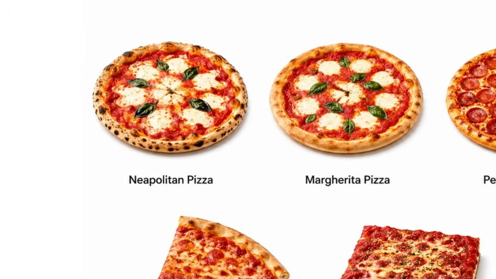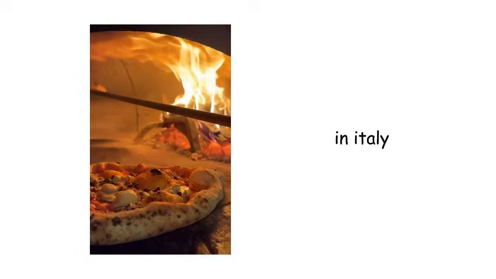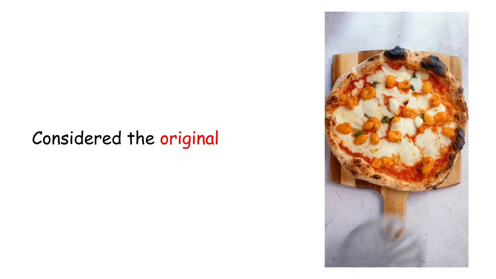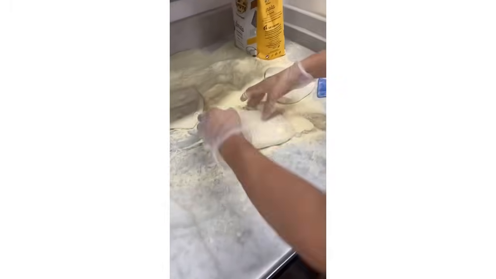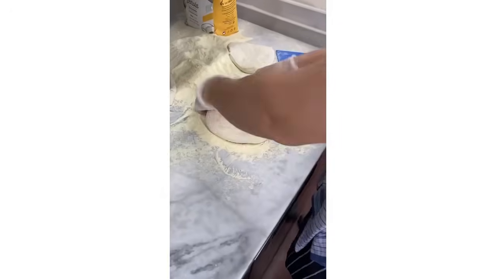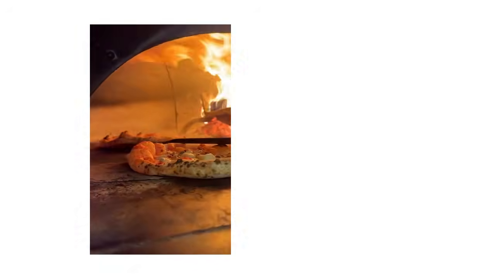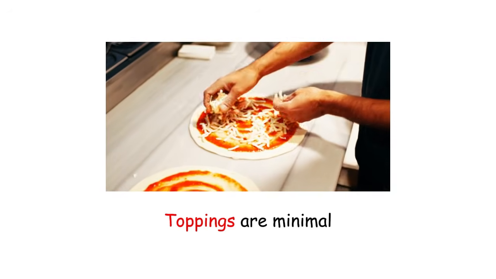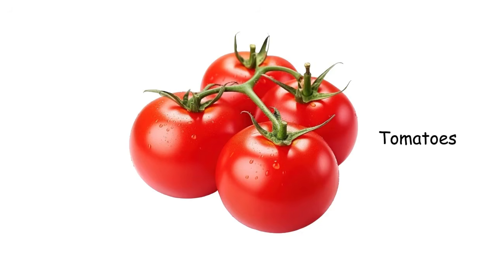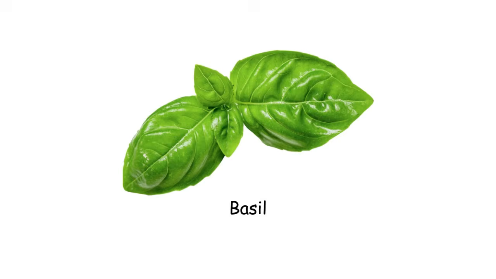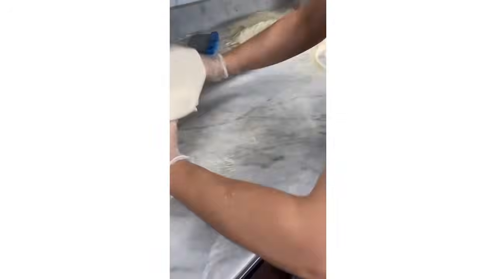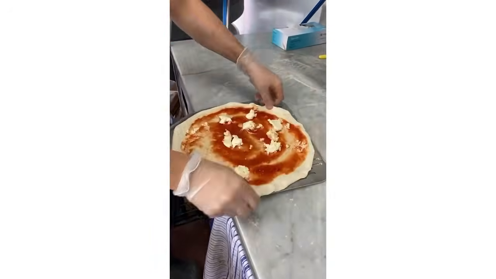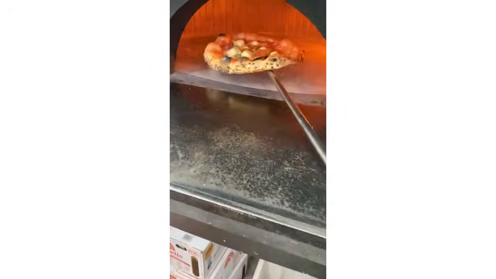Neapolitan pizza. Originating from Naples in Italy, this is often considered the original form of pizza. It features a soft, thin crust with slightly charred edges from high-temperature wood-fired ovens. The toppings are minimal, usually including tomatoes, fresh mozzarella, basil, and olive oil. Its simplicity highlights the quality of each ingredient and reflects traditional Italian cooking.